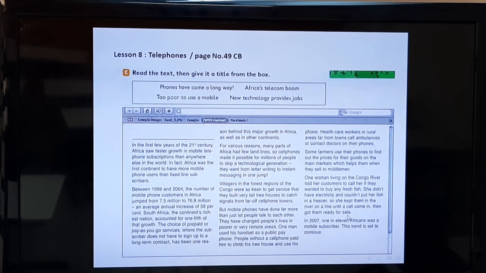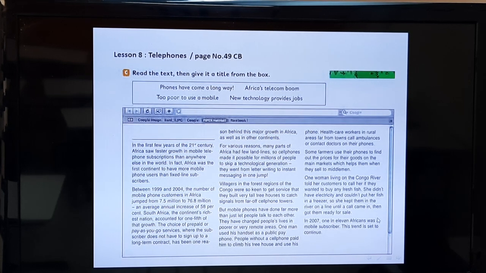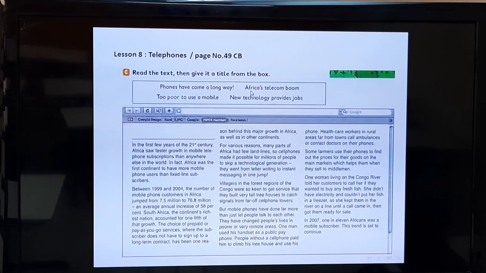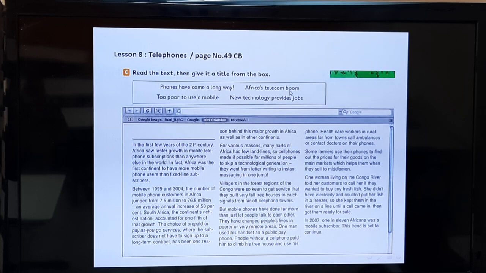The last sentence is important. In 2007, 1 in 11 Africans was a mobile subscriber. Be careful with these figures or numbers. This trend is set to continue. Okay, so you can choose the best title. I think the best title is "Africa's telecom boom." Boom means develop or flourish.